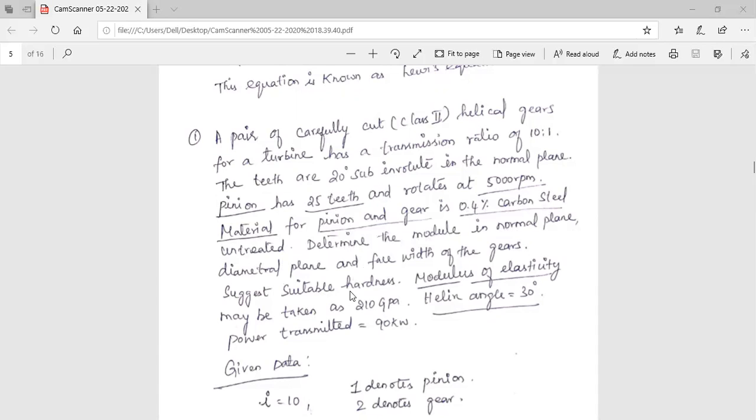Suggest suitable hardness. Modulus of elasticity may be taken as 210 gigapascal. Helix angle equal to 30 degree. Power transmitted 90 kilowatt. So first you should write the given data.